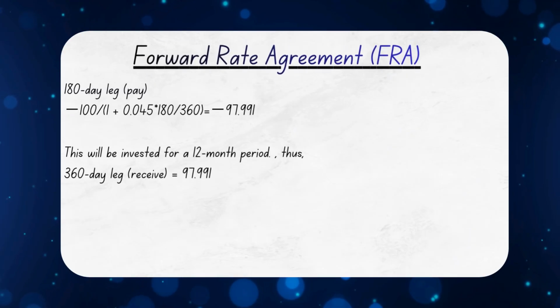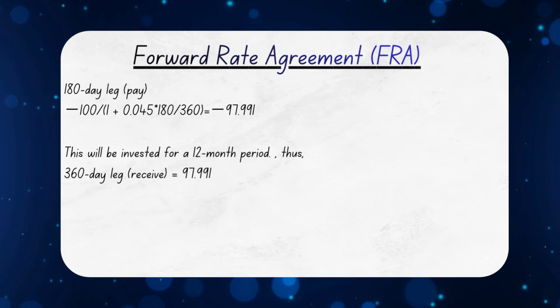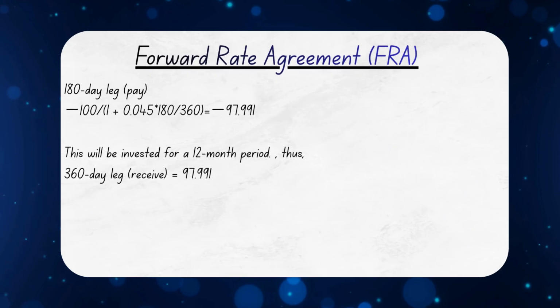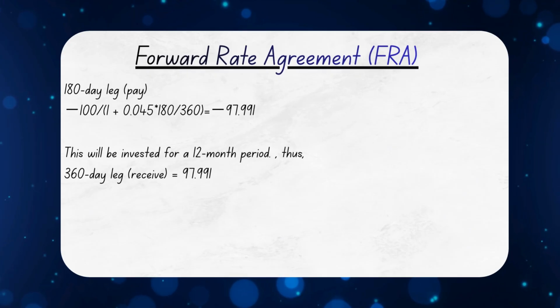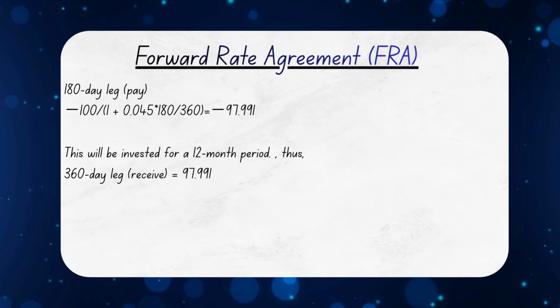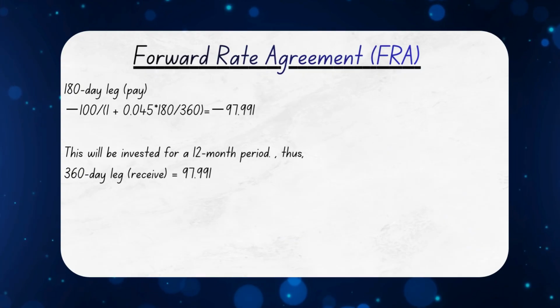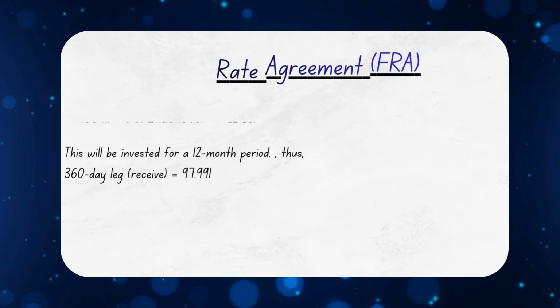Now let's calculate how much we actually borrow today. We discount 100 using the 4.5% rate for 180 days. So we do 100 divided by 1 plus 0.045 times 180 by 360. This gives us 97.991, which is the amount we effectively pay today. The same amount will be invested for a 12-month period. Thus, the 360-day leg also equals 97.991.